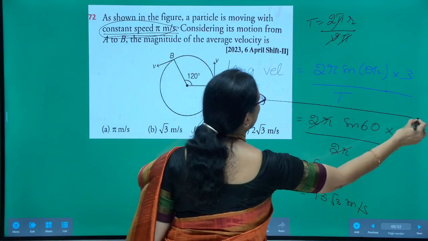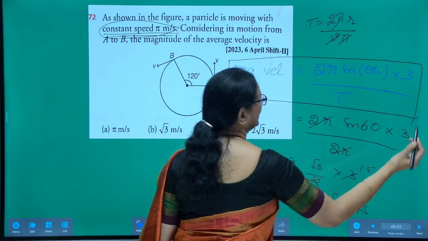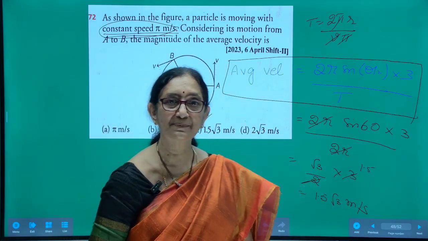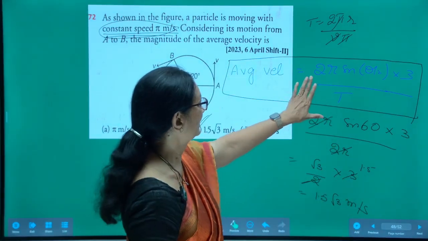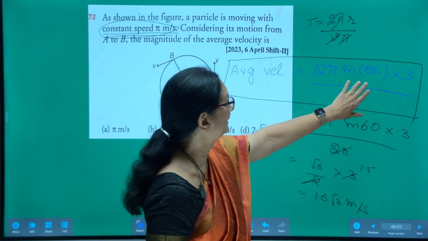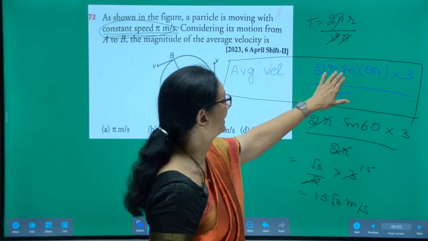This is the hint for the problem. Average velocity is total displacement by total time. Total displacement after turning through an angle theta is 2r sin(theta by 2).